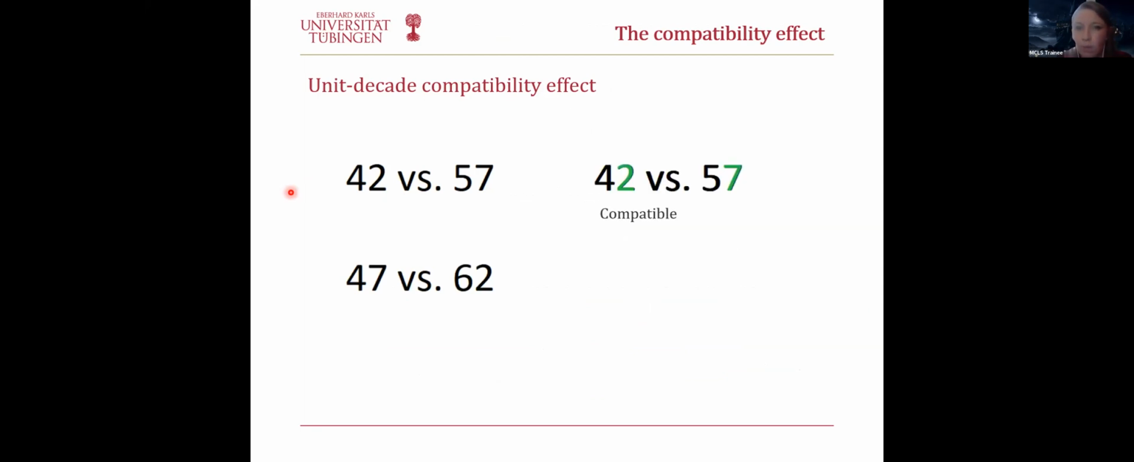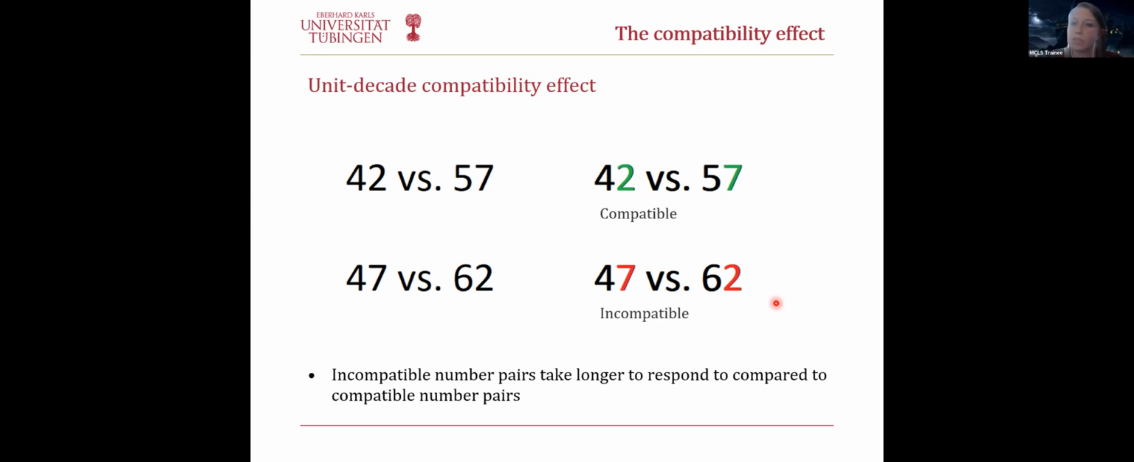The unit-decade compatibility effect: at first they thought that 2-digit numbers were processed holistically, but this unit-decade compatibility effect shows that they are somewhat processed separately, the units and the decades. So for instance, you can have unit-decade compatible trials and incompatible trials. Compatible trials are where the unit information and the decade information basically give the same information. So when you have to show which number is larger, the 2 is smaller than the 7 and the 40 is smaller than the 50. So this is compatible because they give the same information. However, you can also have incompatible trials where the 40 here is smaller than the 60, but the 7 is larger than the 2. And indeed, they showed that incompatible number trials take longer to respond to compared to compatible number trials.